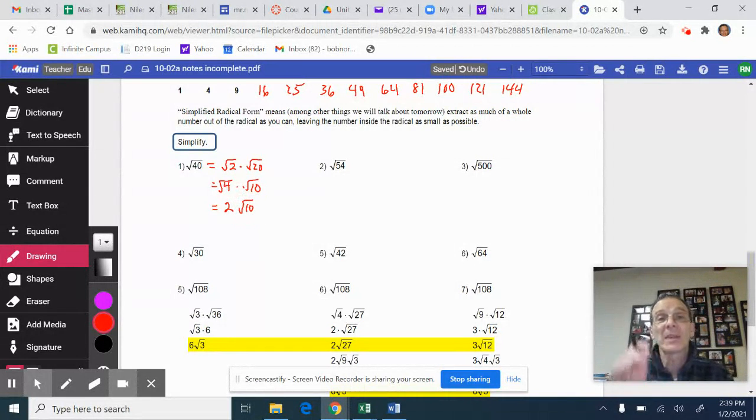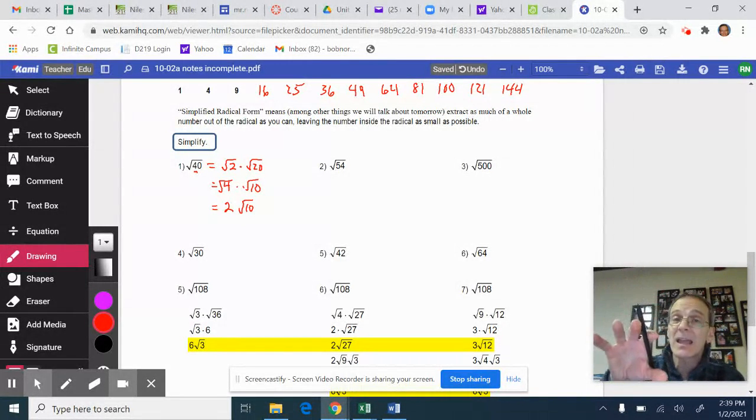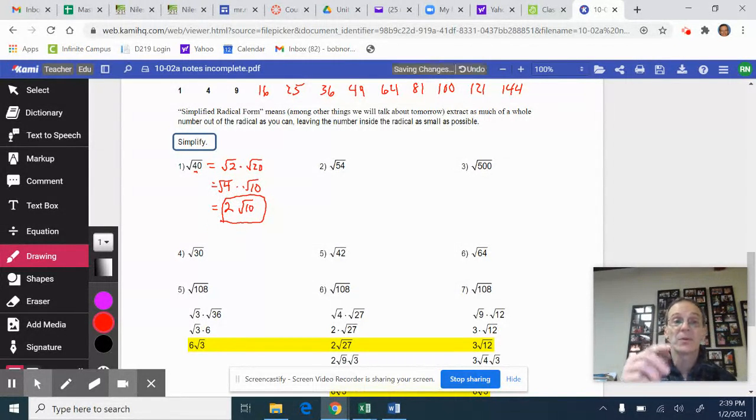I'm not going to write the multiplication symbol in between. I'm just going to leave it as 2 radical 10. So now we have reduced the square root of 40 to 2 radical 10. We've gotten that number inside the square root symbol, which, by the way, we call the radicand. That's the name for that number inside the square root symbol. We've gotten that radicand to be smaller. We've got a whole number on the outside. This is considered a simplified version of the square root of 40.